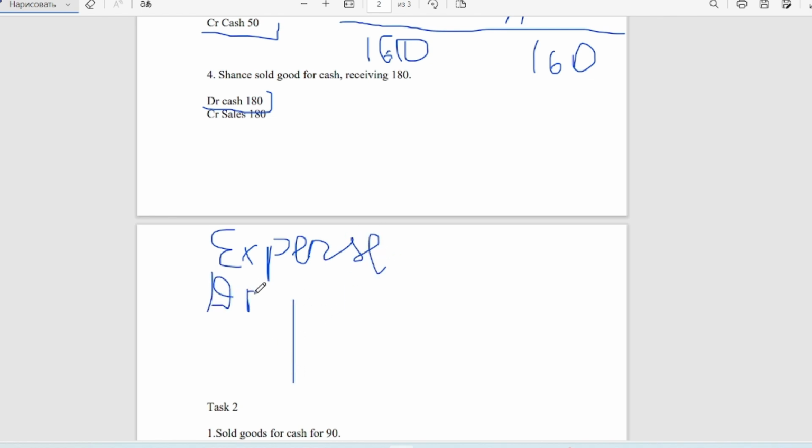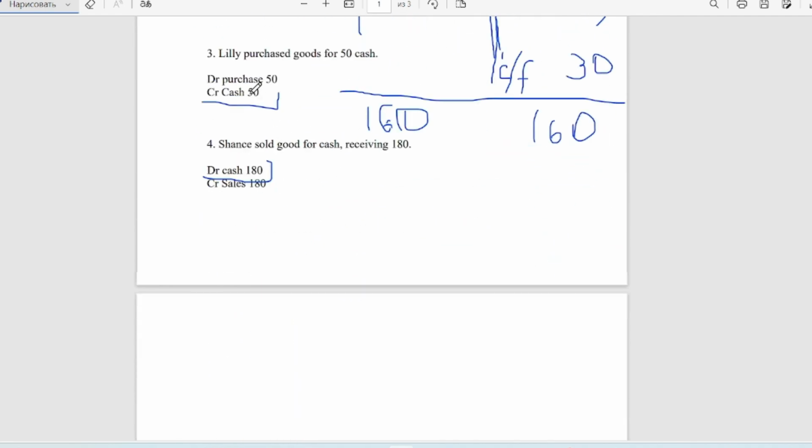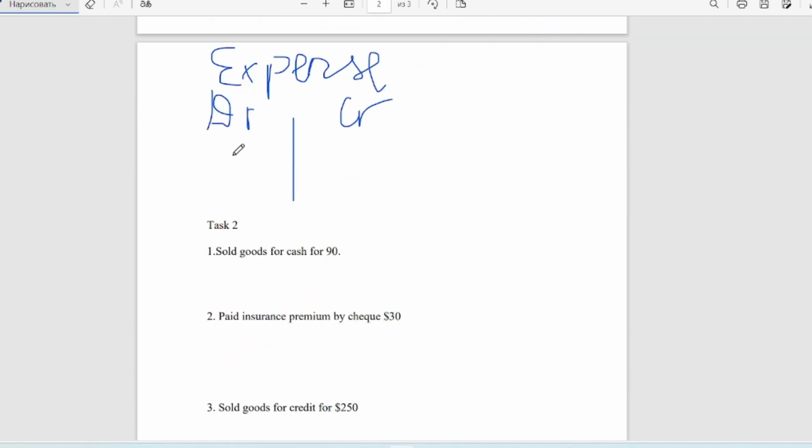On here debit, on here credit. So we have only one expense, it is 80 and it is on the debit side. So let's write it on the debit side. We don't have anything on the credit side, so we have to give closing balance of 80 right here, and both of them will be 80.